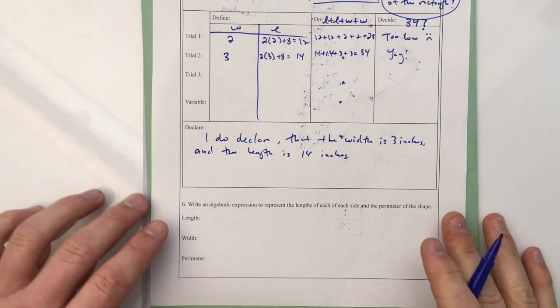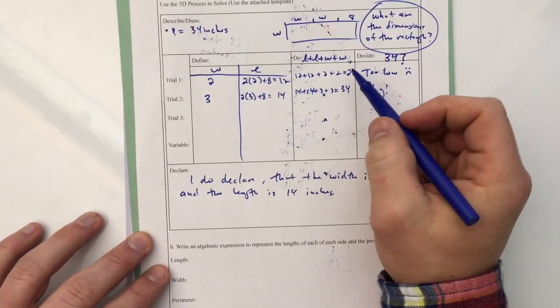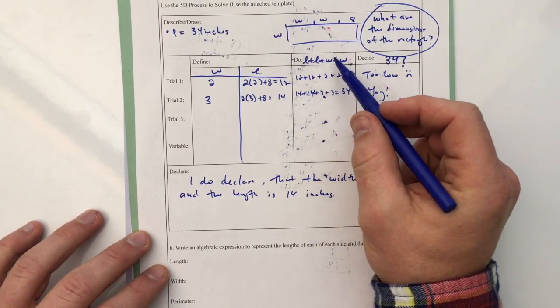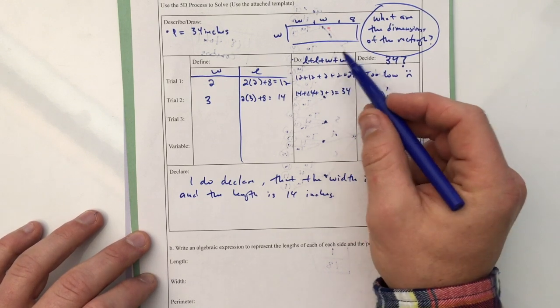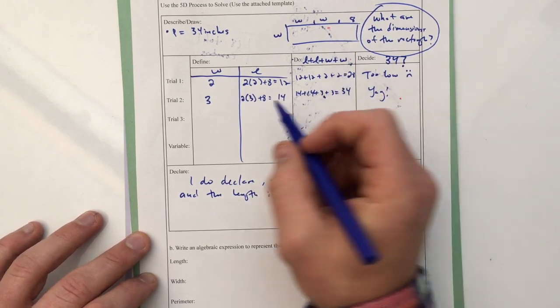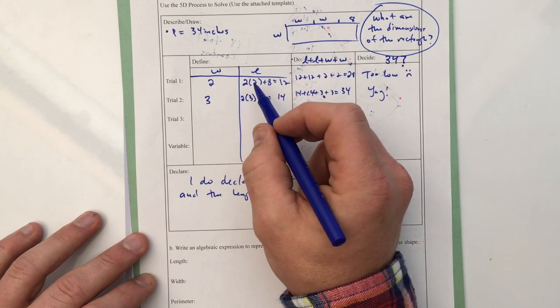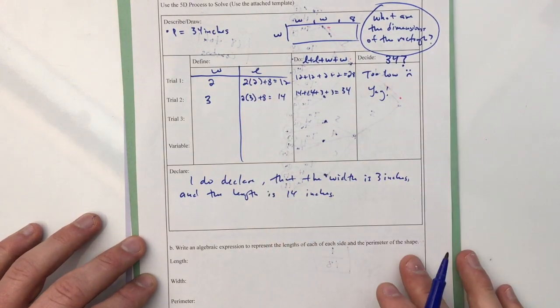Now, the biggest mistakes here were not knowing that you had to add length plus width plus width. Some of us found area, some of us just length plus width. The other one was a lot of people didn't double the width before they added 8.